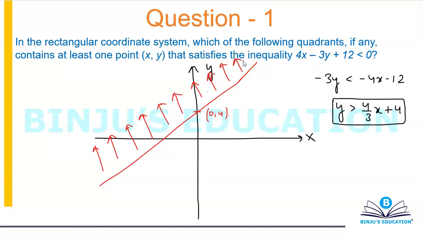So you can see it for yourself that you have points in quadrant 3, quadrant 2, and quadrant 1, which will satisfy this inequality. Had the question been, in the rectangular coordinate system, which quadrant does not contain at least one point, then your answer would have been quadrant 4, because the entire quadrant 4 lies below the line. It does not lie above the line, it's lying below the line. So your answer is quadrant 1, quadrant 2 and quadrant 3.